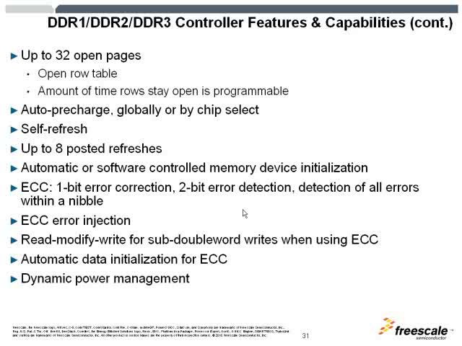We also have ECC available. 1-bit error correction detection is available. The 2-bit error detection is available, and all errors within a nibble or 4 bits are detected. We also have ECC error injection, where you can test your system by injecting ECC errors. And when ECC is enabled, read-modify-writes would happen for any writes that are smaller than sub-double words.